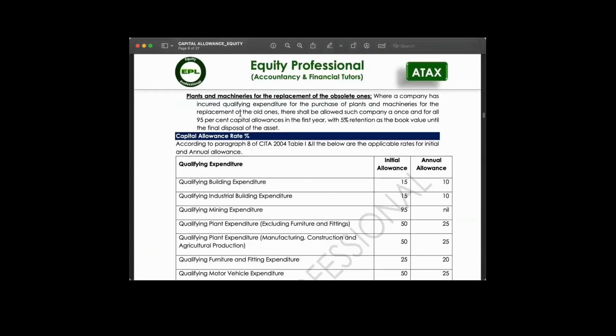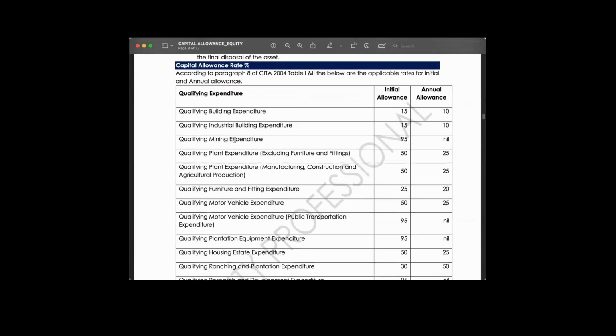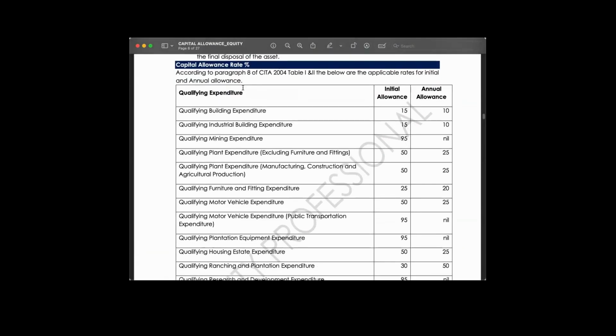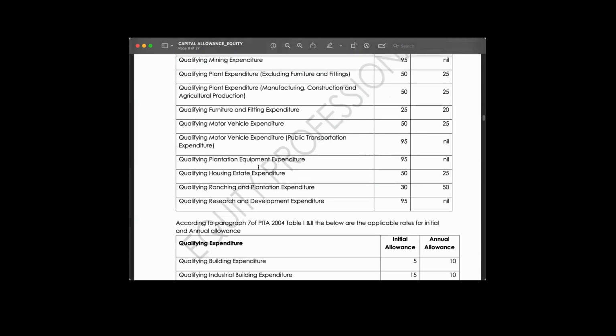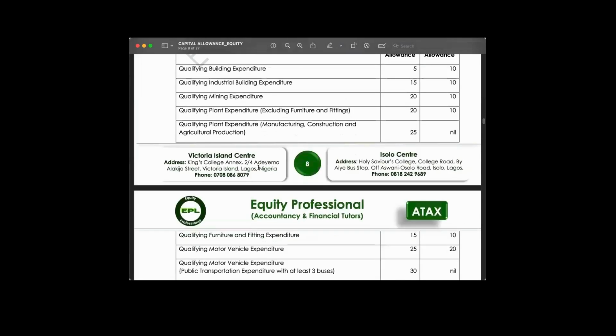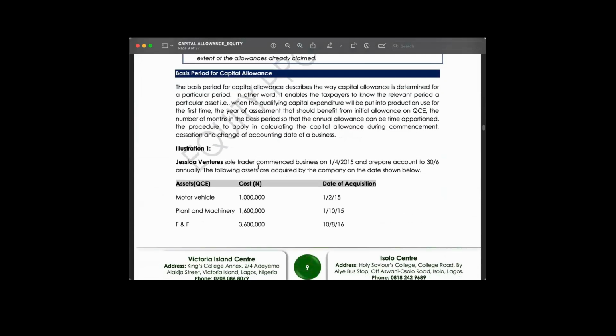Okay, let's go. Now, under examination condition, examiner will give you this table, so you do not need to cram any rates. According to paragraph 8 of CETA 2004, tables 1 and 2, the below are applicable rates. Examiner will give you this rate. Do not cram. They will give you it at the back of the question. So let's look at this one before we go.